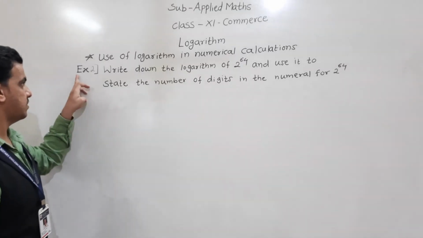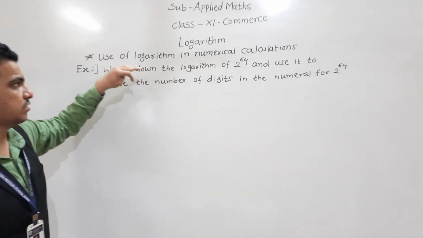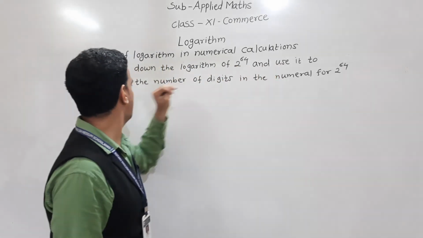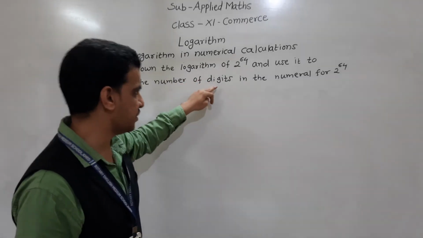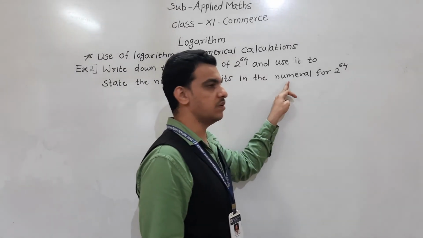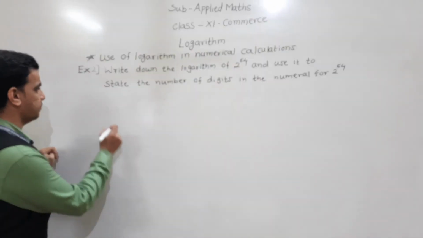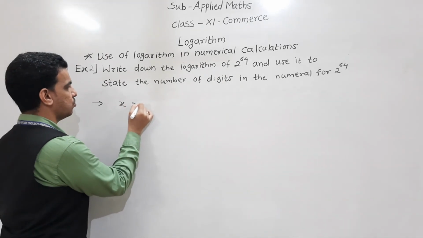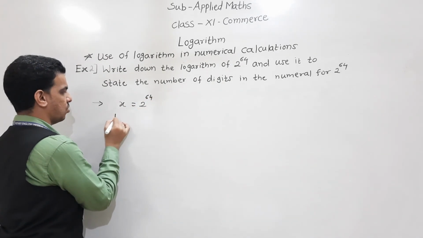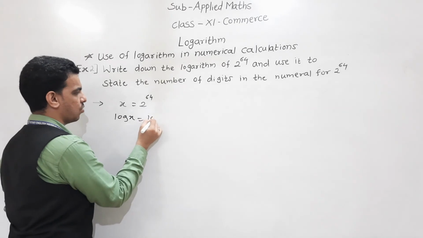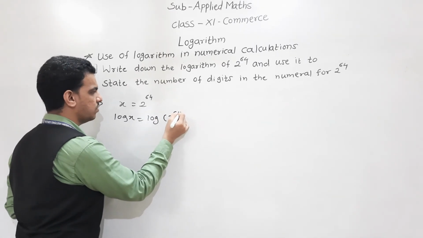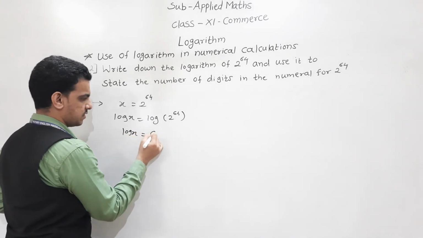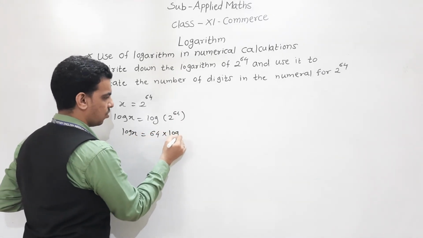Second question is, write down the logarithm of 2 raised to 64 and use it to state the number of digits in the numeral for 2 raised to 64. Okay, so first we have to find the log of this number. So x is equal to 2 raised to 64. So log x is equal to log of 2 raised to 64. Then log x is equal to 64 multiplied by log 2.